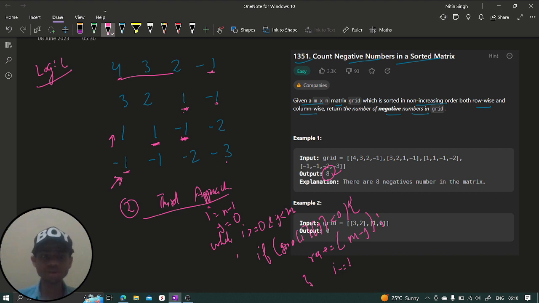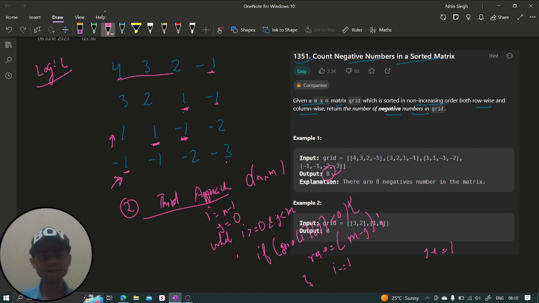But if it is not negative, then you move ahead, so in the else part you say j plus equal to 1. So this was basically the third approach. Here also the time complexity in the worst case is going to be n cross m, but in some best scenarios we can skip some numbers. So we are going to implement this approach in our implementation part.